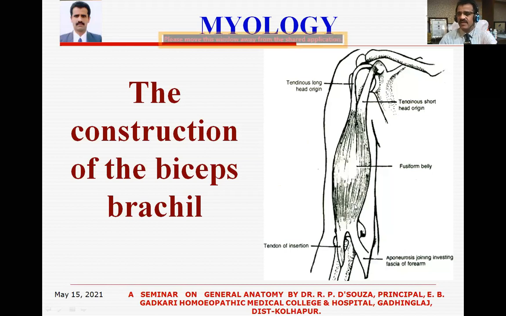So one fleshy part, plus again they divide into two parts for insertion. One is a tendon, the bicipital tendon, for insertion on the radial tuberosity. And another is a flattened tendon, the aponeurosis, which gets inserted on the investing fascia of the skin of the forearm. So that means you have tendons, you have aponeurosis, you have a belly, you have two ends.